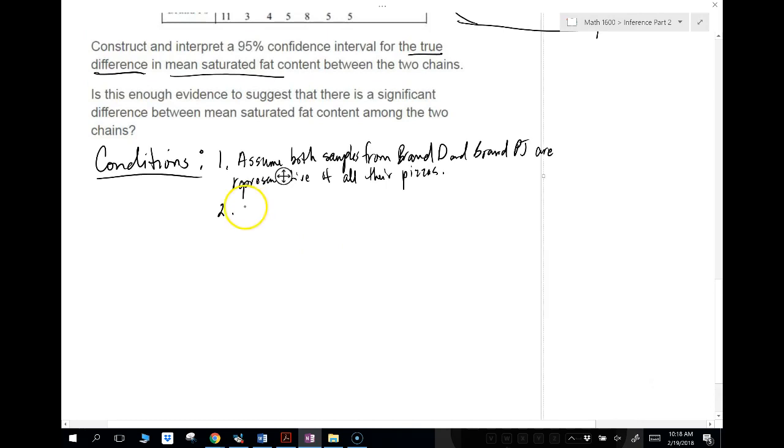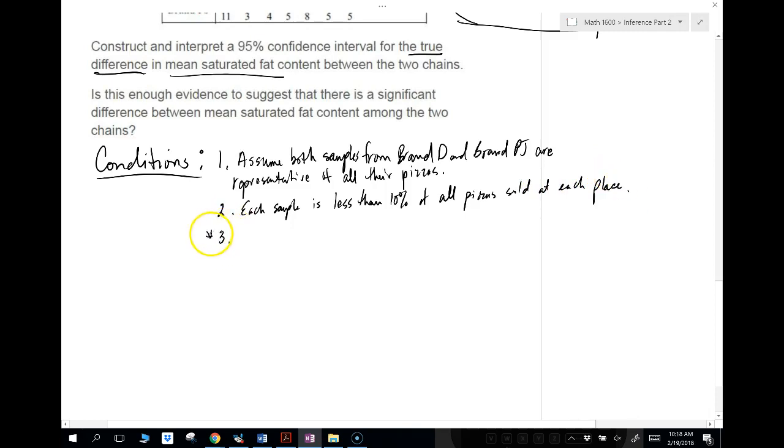Number two is that each sample is less than 10% of all pizzas sold at each place. All right, we just want to make sure that we have a small enough sample size.